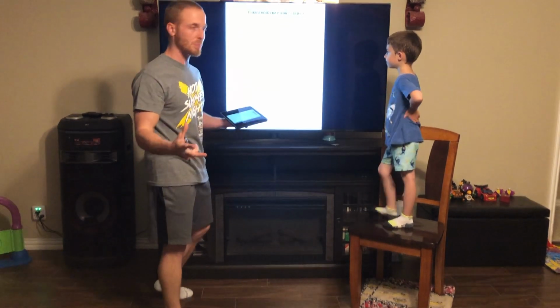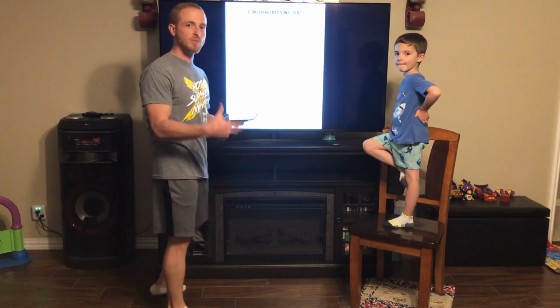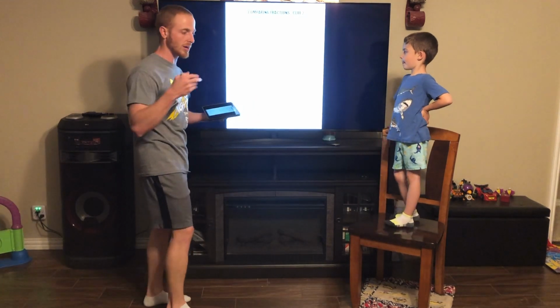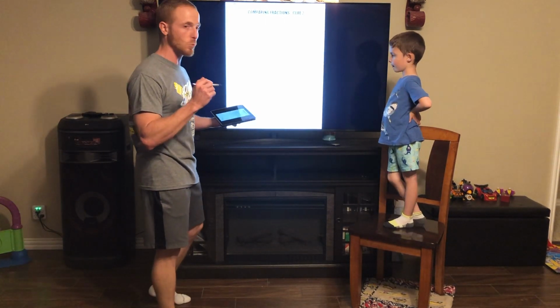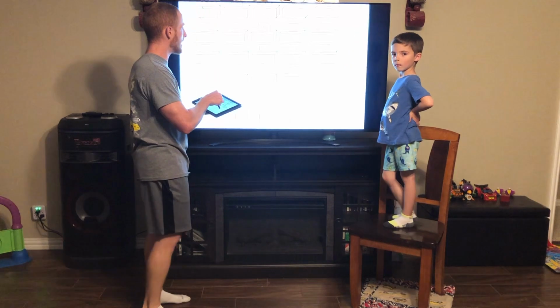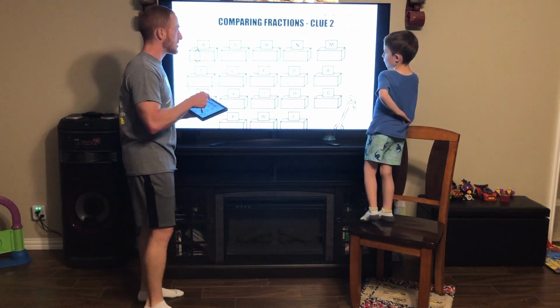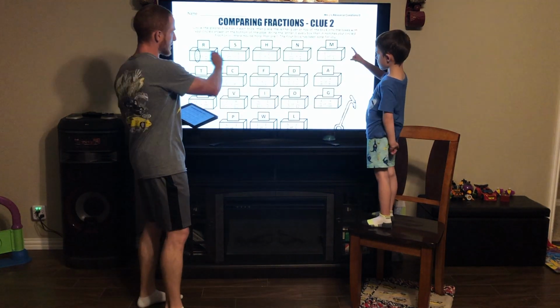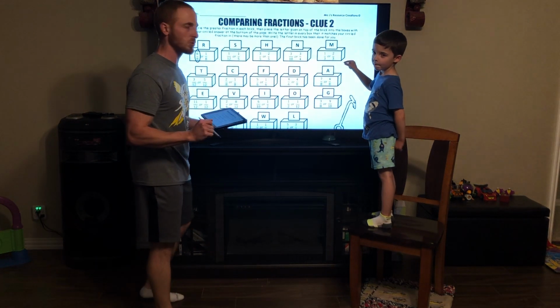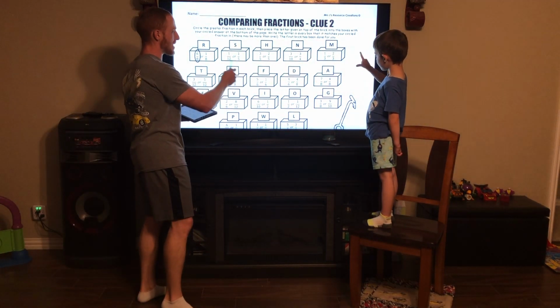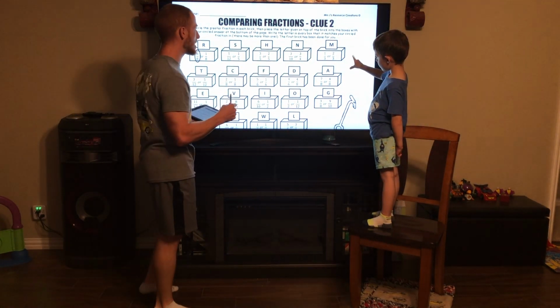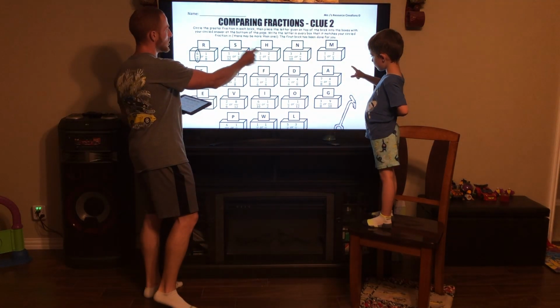Both of these are in your packet, so hopefully you have those in front of you right now and you are running through these with me, so that you can make sure you're getting these answers. I'm going to go through here and do a couple of quick examples with you, show you how we compare fractions with unlike denominators, and make sure that you read the directions.